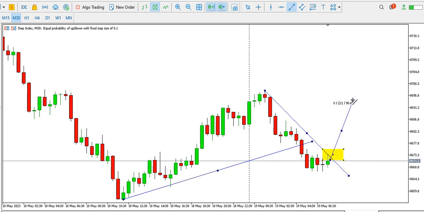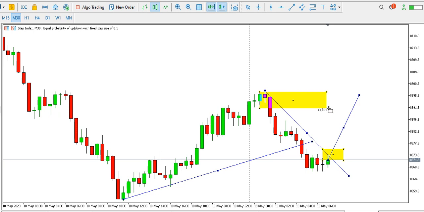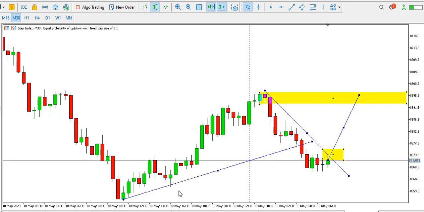As price might go up to test this other block, this other block will serve as resistance as price tries to go up, but the overall trend on the higher time frame is bearish, so you need to put that into consideration.